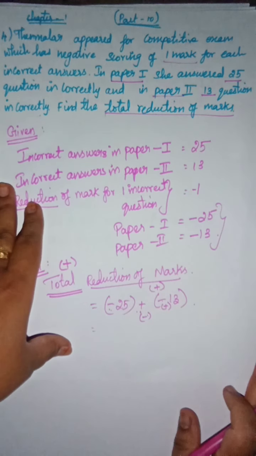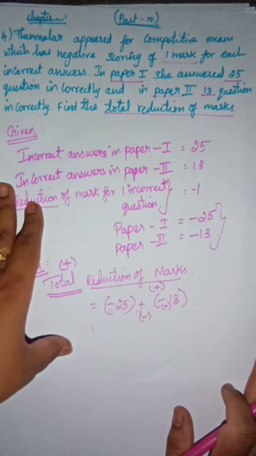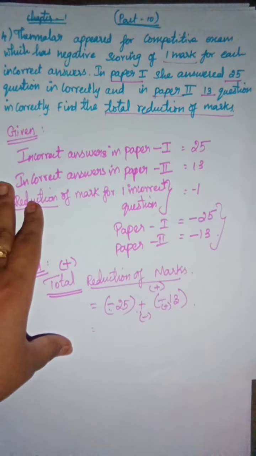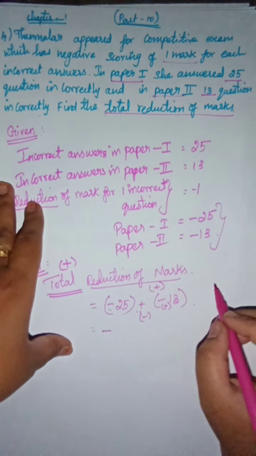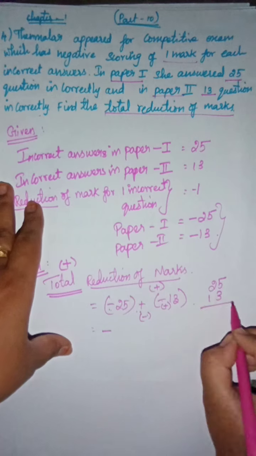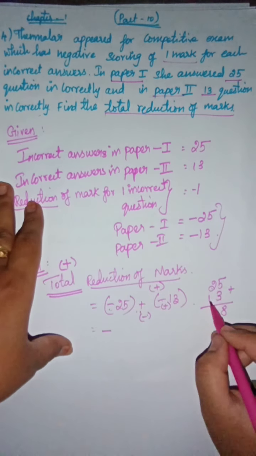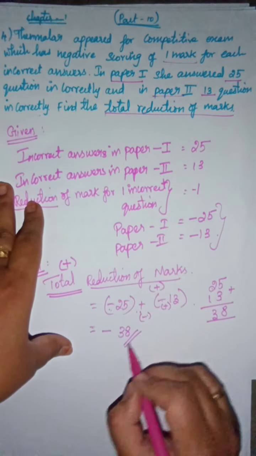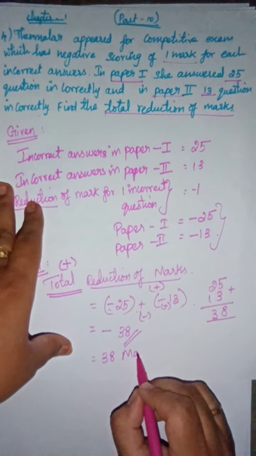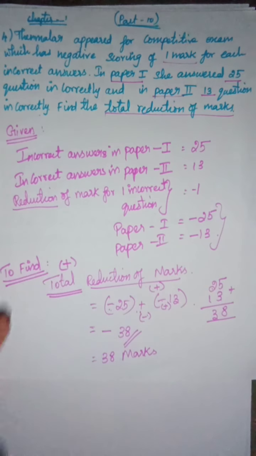The second step is we have to see the biggest number symbol. So the biggest number here is 25, and 25 contains a negative symbol. Then we have to add these two numbers, that is 25 plus 13. 5 plus 3 is 8, 2 plus 1 is 3, so here 38 marks are reduced. Totally how many marks are reduced? 38 marks, combining both papers, 38 marks are reduced for Thenmalar.